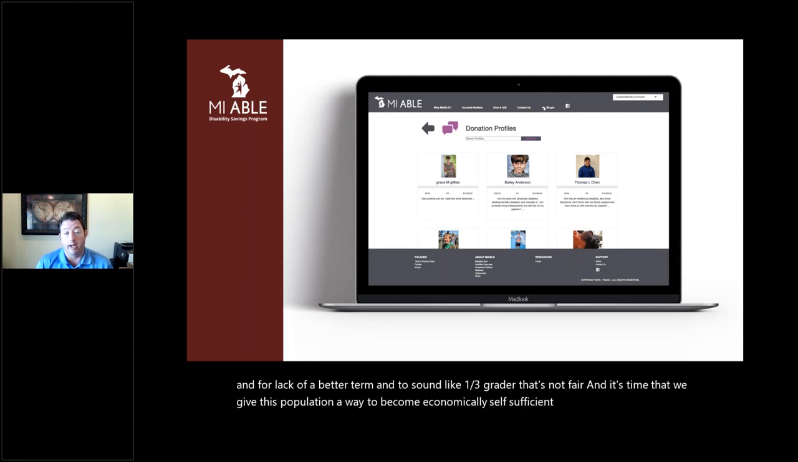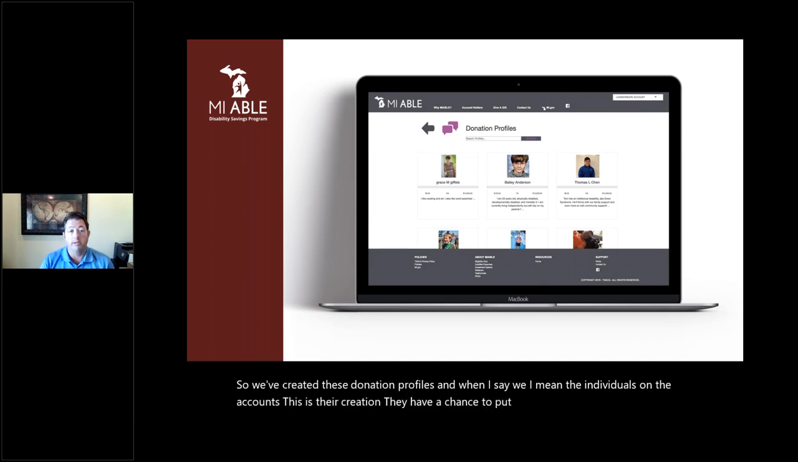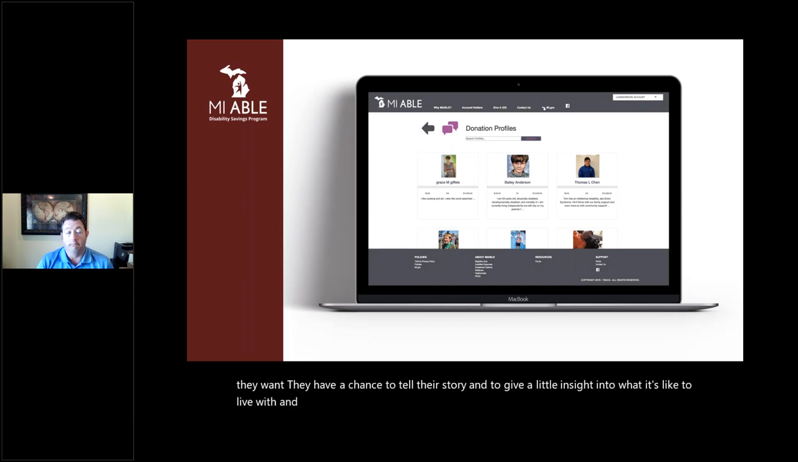So here's a great way to do it, through charitable means. So we've created these donation profiles. And when I say we, I mean the individuals on the accounts. This is their creation. They have a chance to put their picture up, whatever picture they want. They have a chance to tell their story and to give a little insight into what it's like to live with and deal with a lifelong, in some cases, disabling condition. And it's really easy to do.